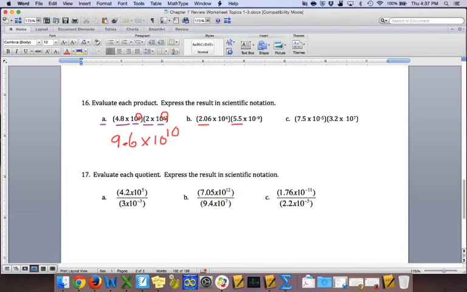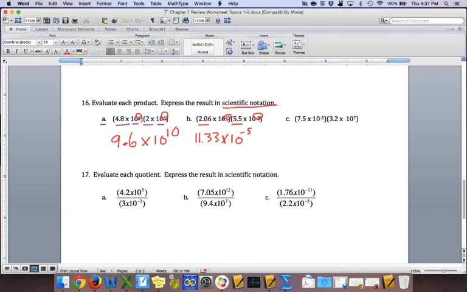Multiplying those two messy numbers, we end up getting 11.33 times 10 to the, well, 4 and negative 9 make a negative 5. Now in this case, we're not going to worry about making that a positive exponent because we're supposed to leave it in scientific notation, which does have negative exponents.